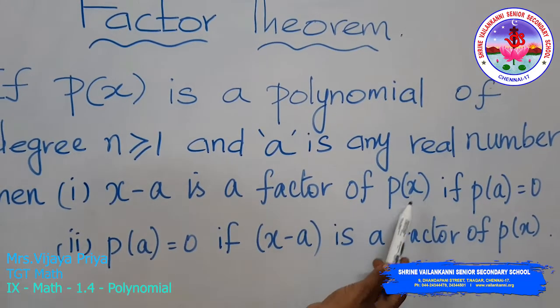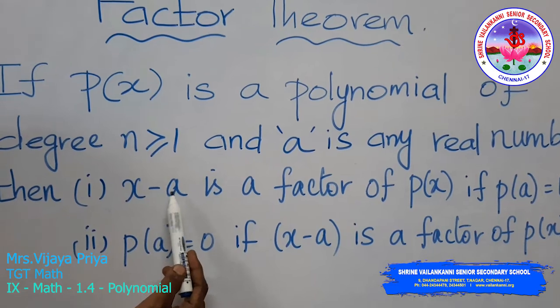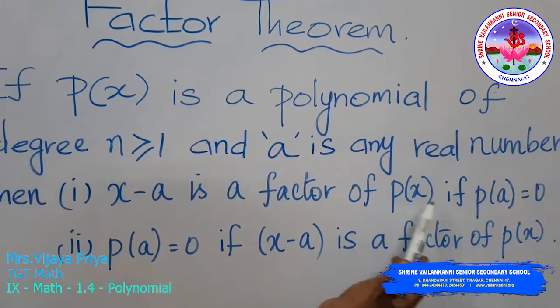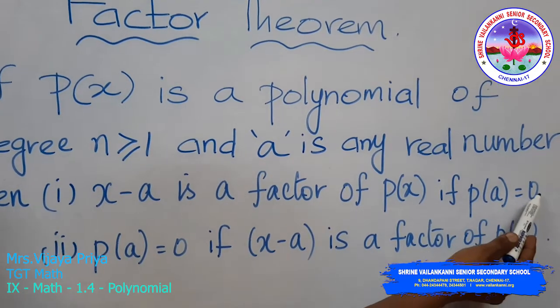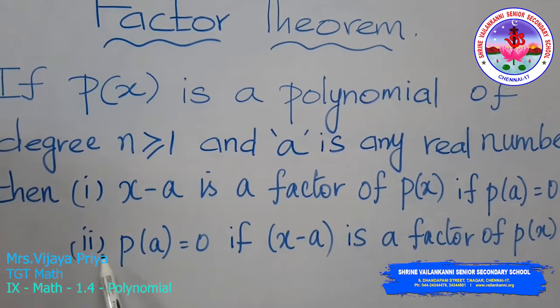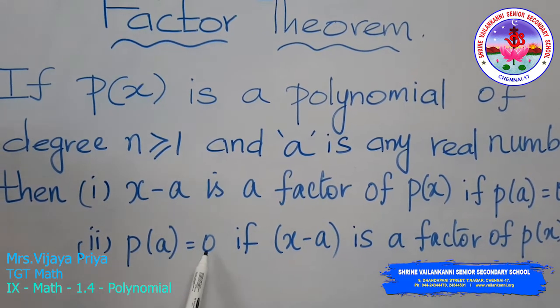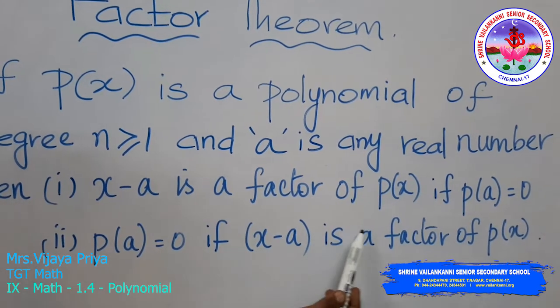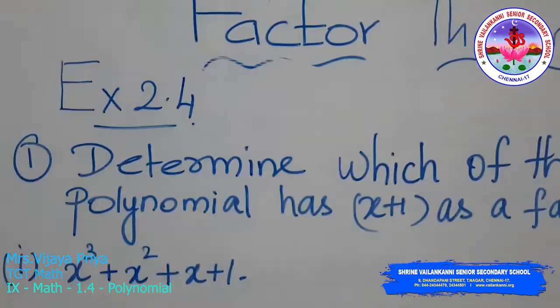If p of x is divided by x minus a, substituting the value x is equal to a in p of x, we get the remainder p of a is equal to 0. And vice versa, if p of a is equal to 0, then x minus a is a factor of p of x.